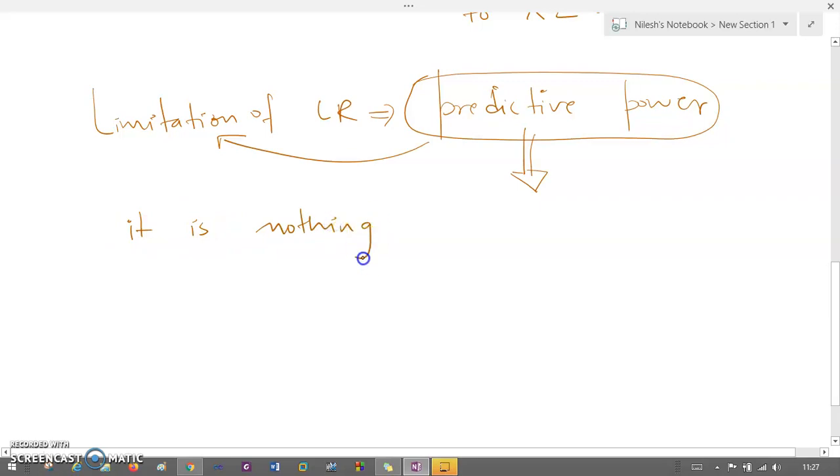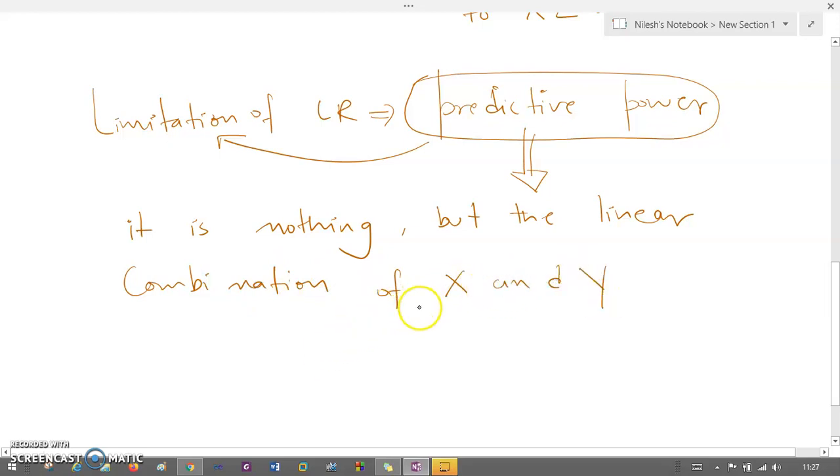Here prediction is nothing but the linear combination of your independent variable and your dependent variable, nothing but the x and y relationship. So that means if it is a linear combination, then it is just an approximation of statistical analysis. It is nothing but just an approximation.